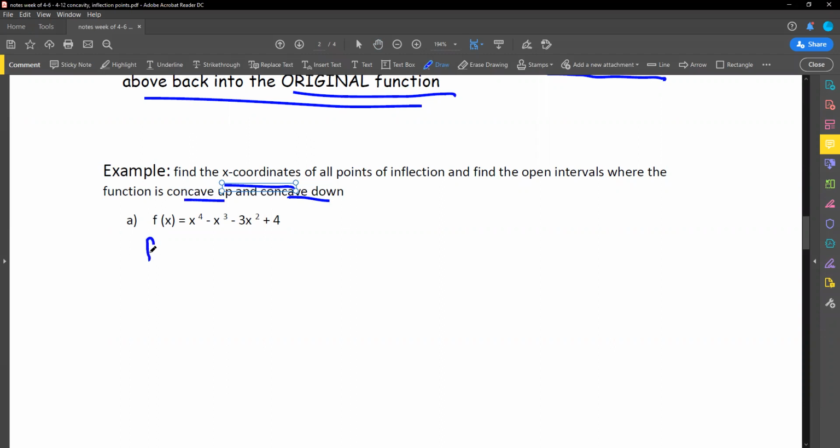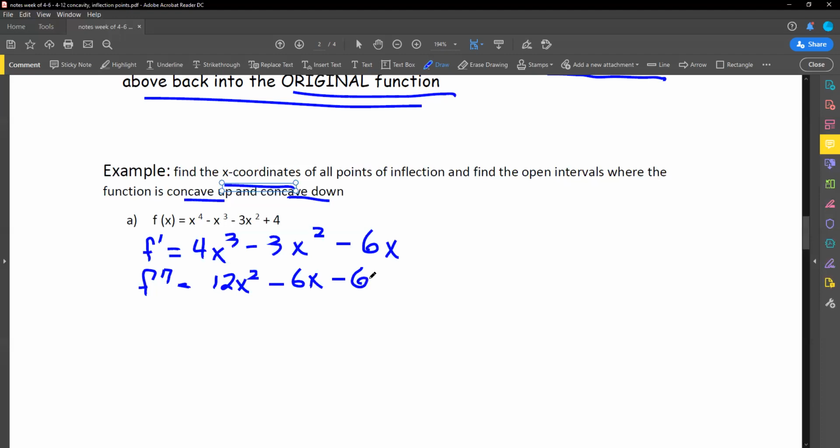So the first derivative, just using the power rule, would be 4x cubed minus 3x squared minus 6x. And the second derivative, 12x squared minus 6x minus 6. All right, so I need to figure out where that equals 0 to find the potential inflection points.